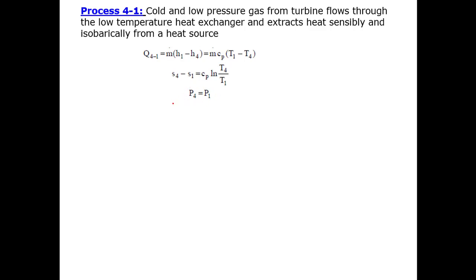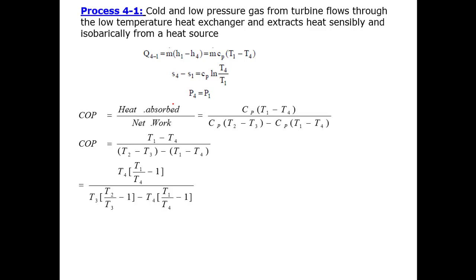So by using these concepts, we can calculate the work input to the compressor, work output from the turbine, or heat rejection, or the heat absorbed in the cabin, or we can also say the evaporator. So how to figure out the performance of the cooling system, the gas refrigeration system? Again, the fundamental definition: heat absorbed divided by net work. So what's the heat absorbed? Heat absorbed was from 4 to 1, that was Cp (T1 minus T4).